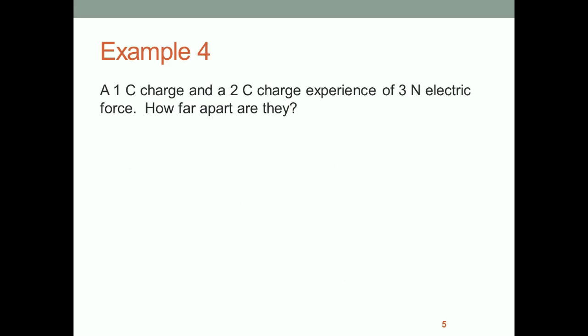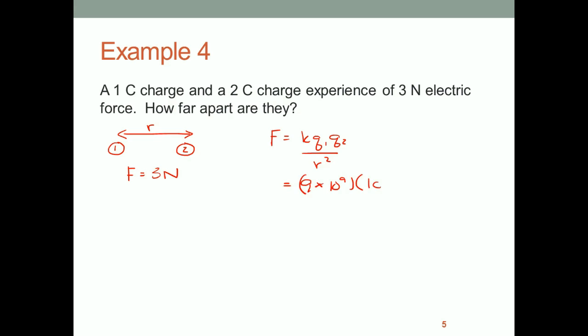In example 4, we have a 1 coulomb charge. We have a 2 coulomb charge. We want to know how far apart they are, so that would be r. And we're told that the force is 3 newtons. Again, this is an example of Coulomb's law, so let's start by writing it down. k is 9 times 10 to the 9th. One charge has a value of 1 coulomb. The second charge has a value of 2 coulombs. And r is what I want to know, and I'm told the force is 3 newtons.